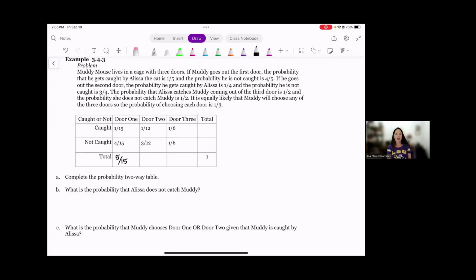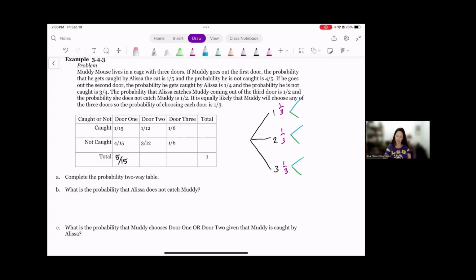The probability that Muddy's going to get caught going out the second door is 1/4 and not caught is 3/4. Again, those are conditional probabilities. The intersections are 1/12 and 3/12. And when we get to tree diagrams in our next video, you'll understand we could draw a picture of this and make it a lot more clear in terms of going out doors 1, 2, and 3, each of those being equally likely, and then getting caught versus not caught, and each of those probabilities.